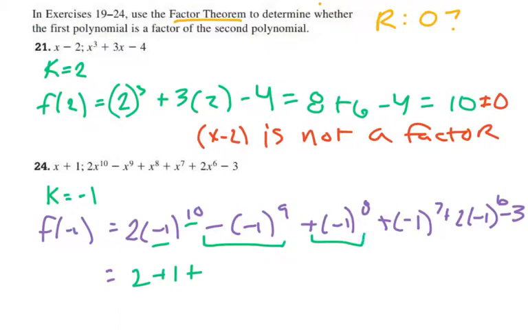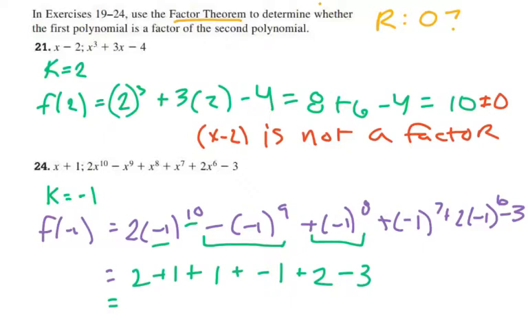This next set, negative 1 to the 8th, is an even power, so we're going to get a positive 1. Negative 1 to the 7th power is an odd power, so we'll get negative 1. And let's see, negative 1 to the 6th makes it positive 1, so 2 times positive 1 is 2. So lots of fun stuff here. 2 plus 1 is 3, plus 1 is 4, minus 1 is 3, plus 2 is 5, minus 3 is 2.